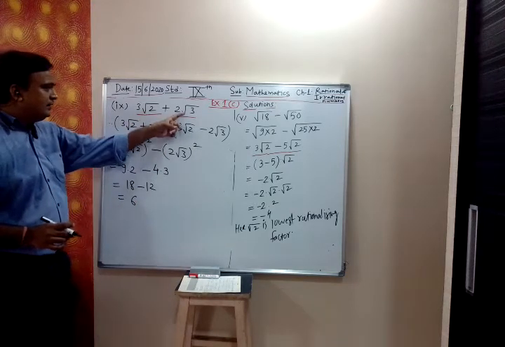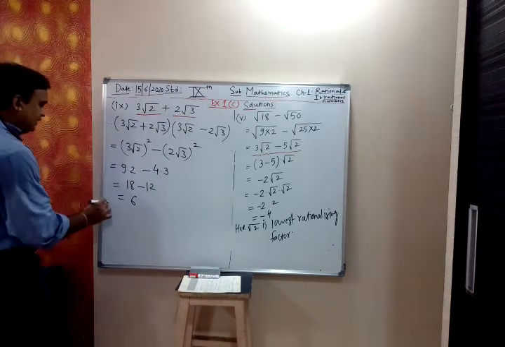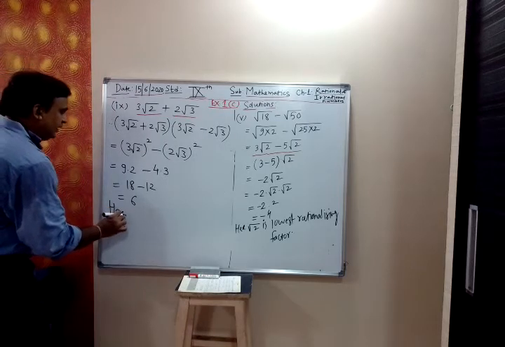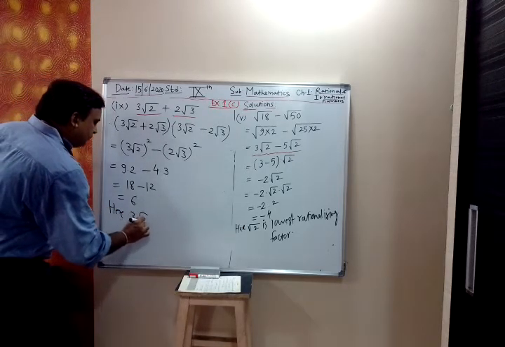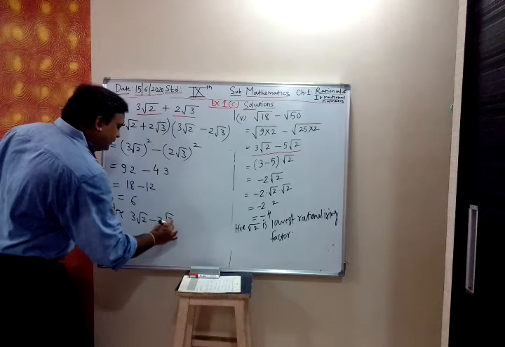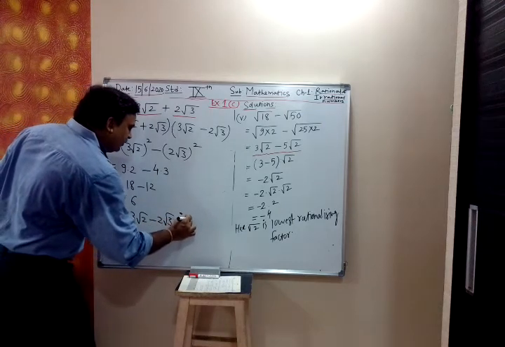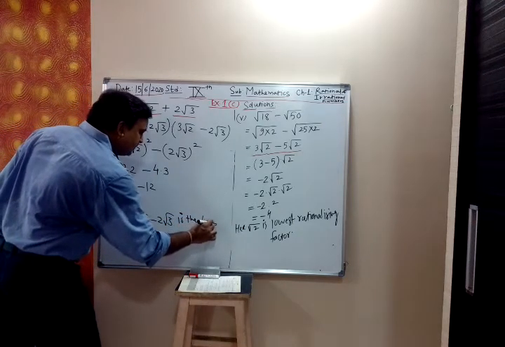This irrational part disappears. So here 3 root 2 minus 2 root 3 is the lowest rationalizing factor. Yes.